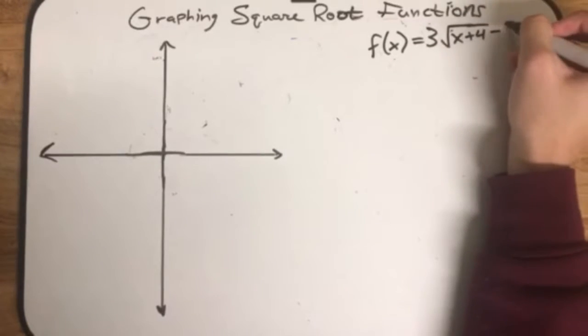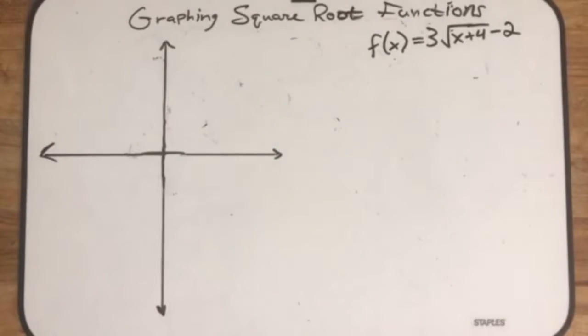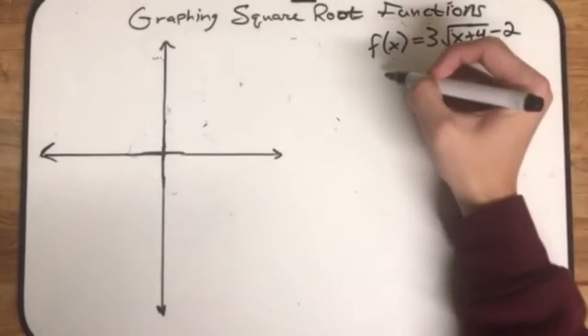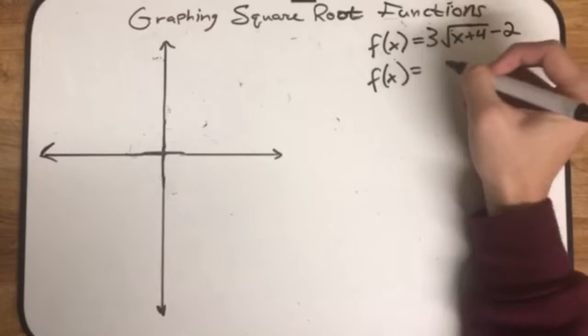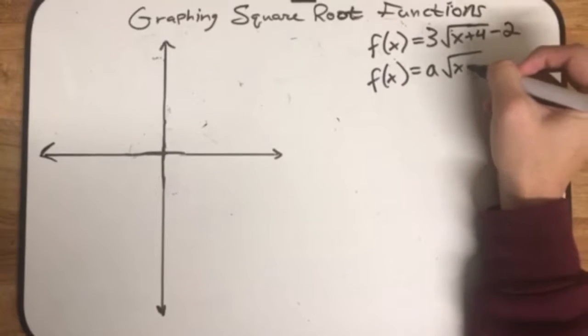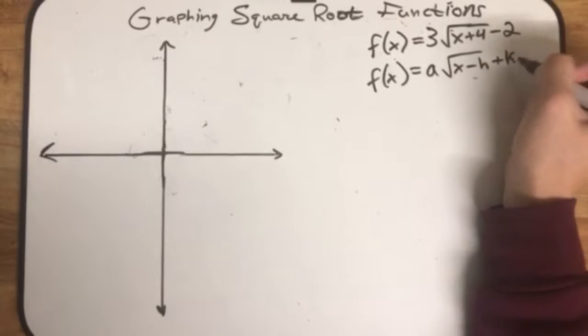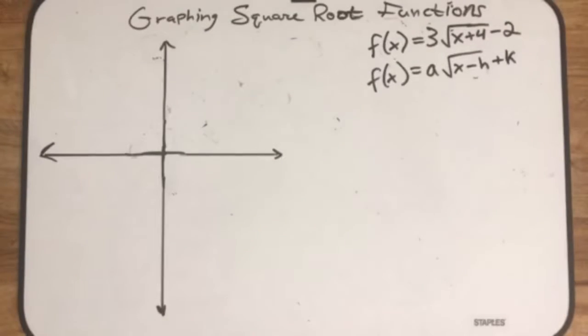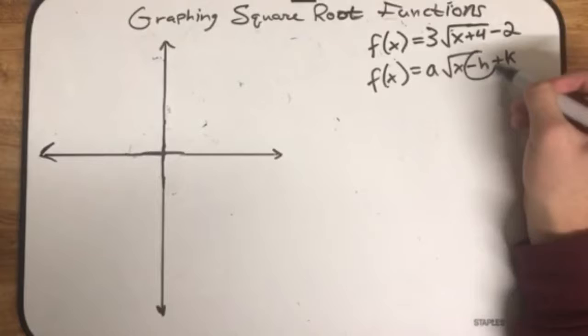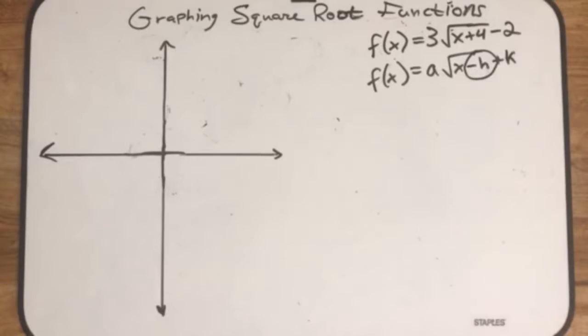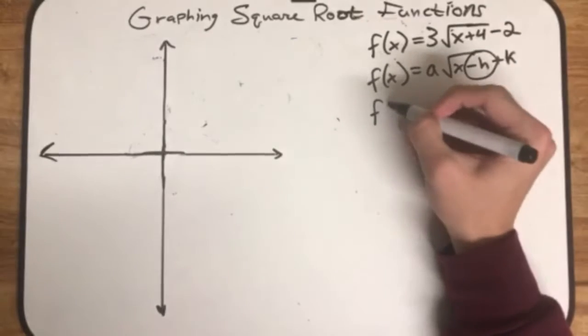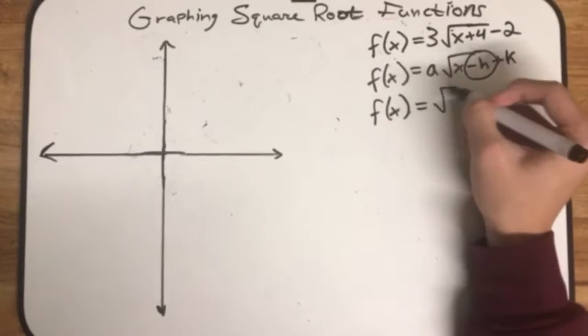you first have to know the translation form of a square root or cube root function, which is f of x equals a times the square root of x minus h plus k. Keep in mind that there is a negative h in the radical, because that will be very important when shifting the graph. Once you know this, you will have to know the parent function of f of x, which is f of x equals the square root of x and its graph.